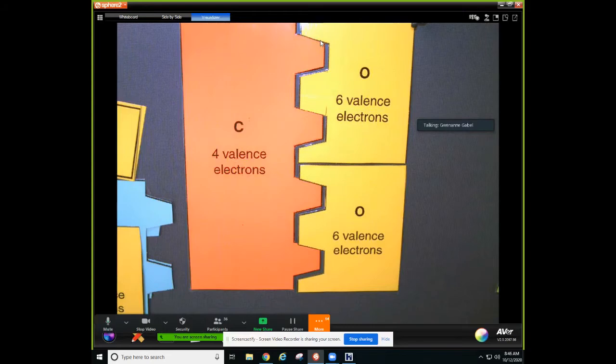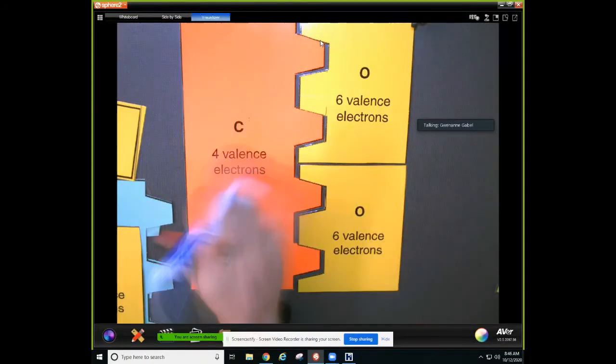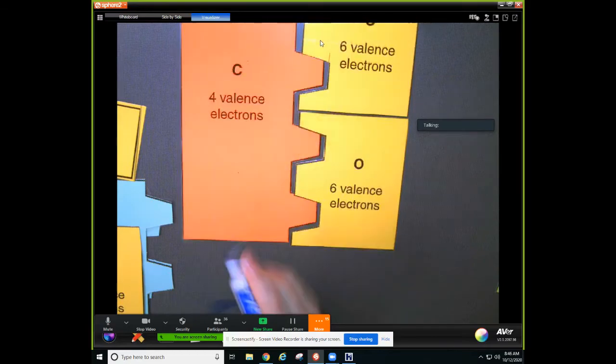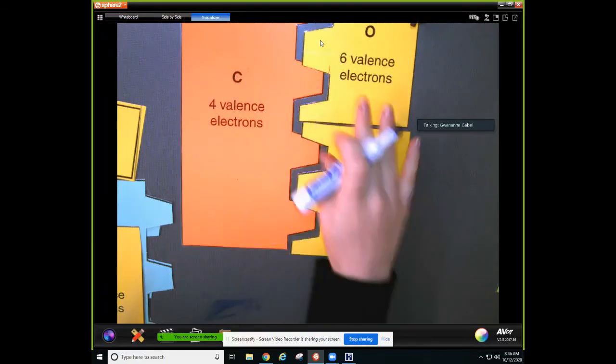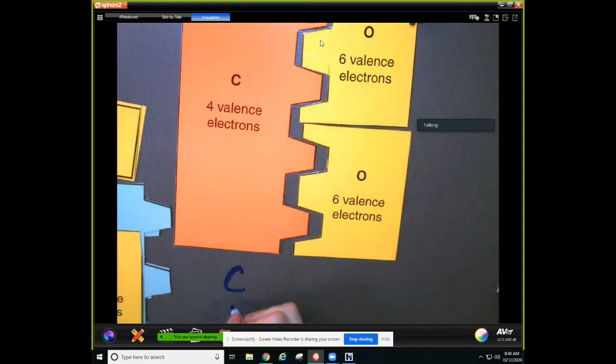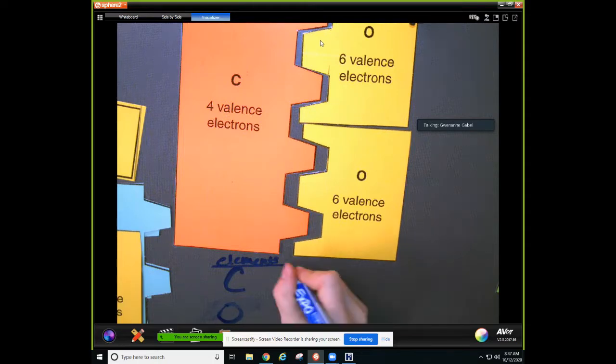Now, how many elements do you see in this picture? We have carbon, I know you can't see that part. I'm going to have to move it up a little bit. We have carbon and we have oxygen. Okay? So for our elements, we have carbon and oxygen. So that gives us 2 total.